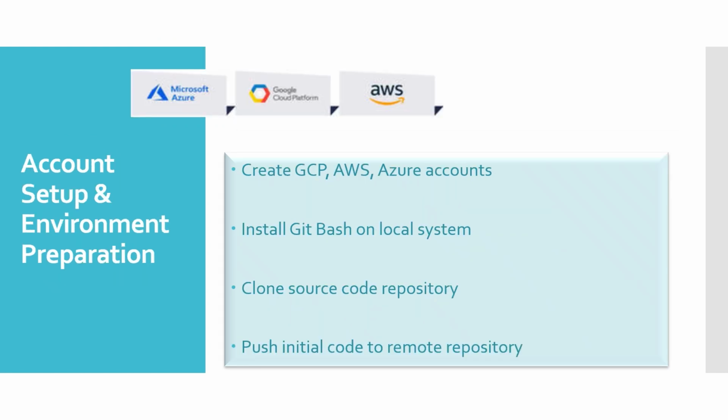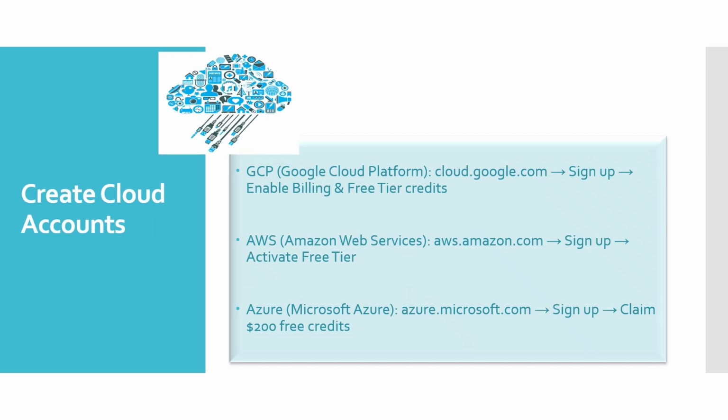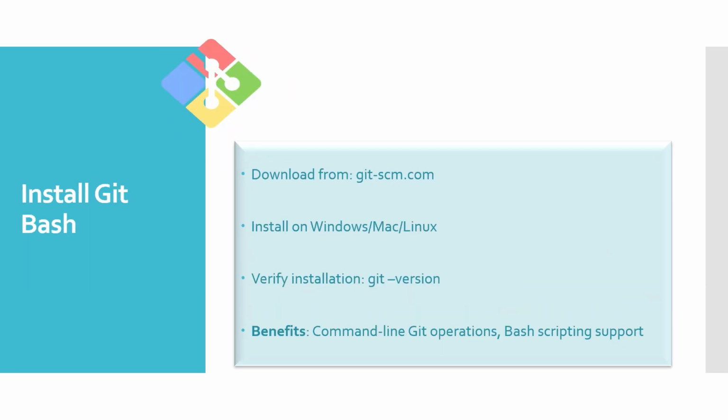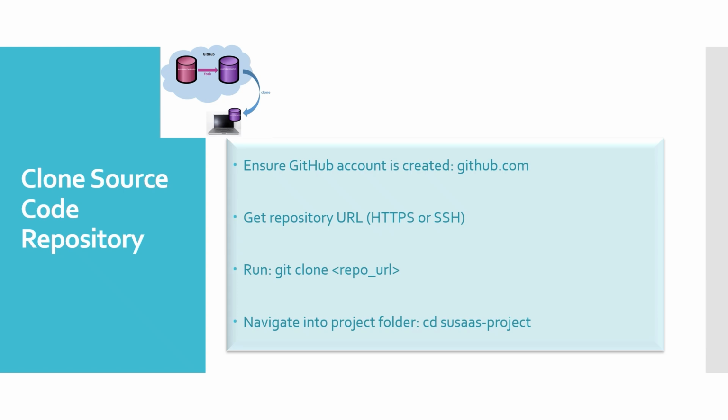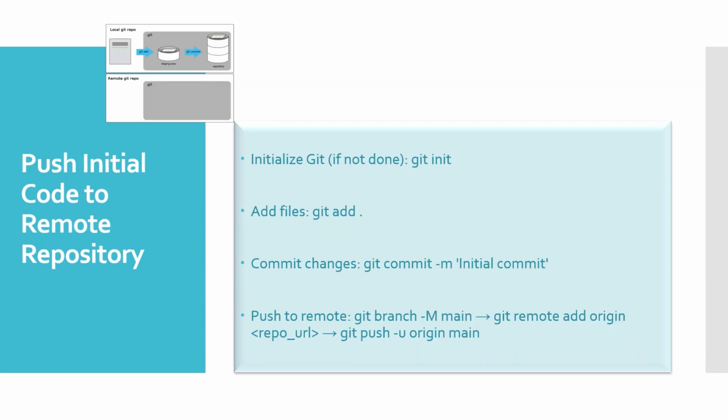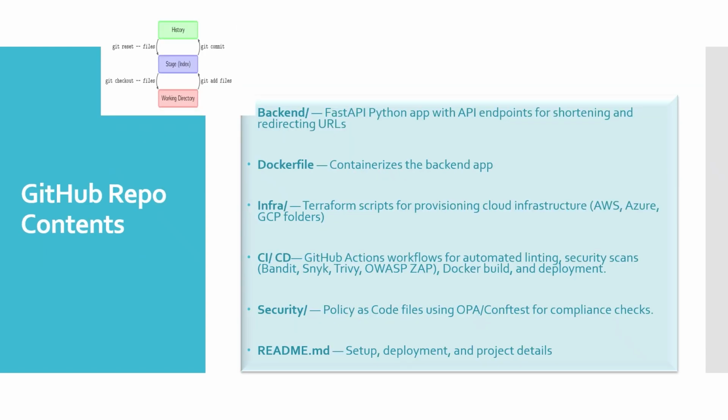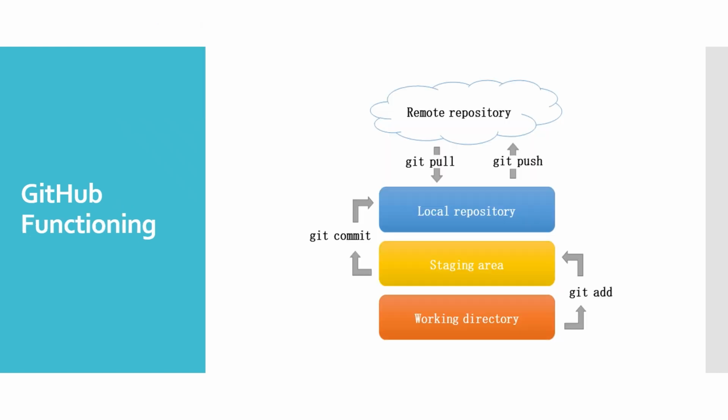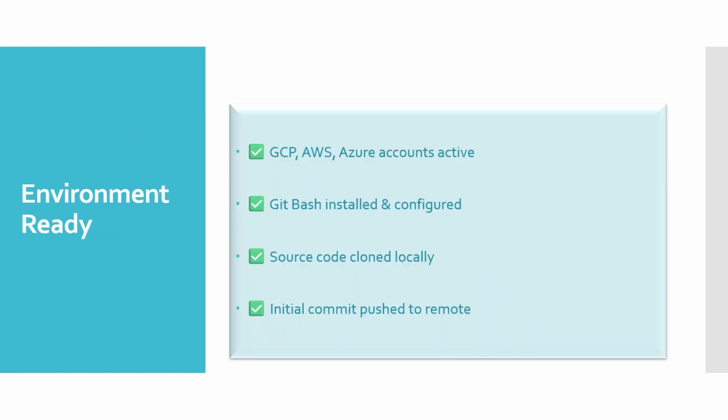Set up the account and environment for GCP, AWS, and Azure respectively by signing up, and installed Git Bash on the local system, and performed cloning of the resource code to the repository, and pushed initial code to the repo, and structured the GitHub repository, performed git pull and push requests, and kept track of the environment setup.